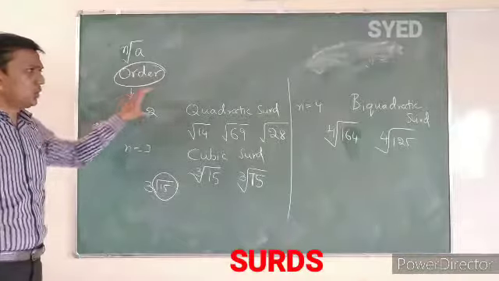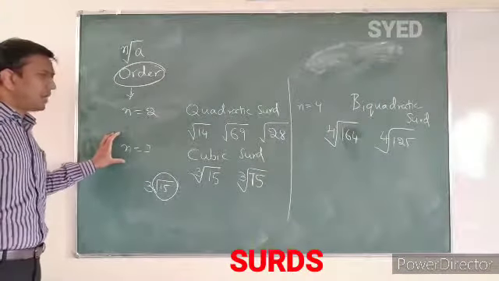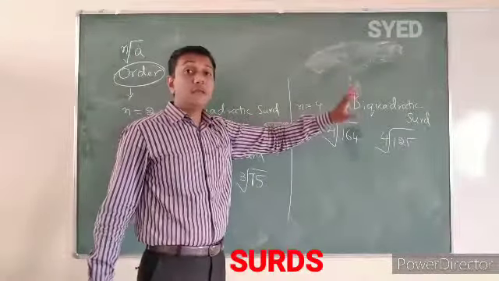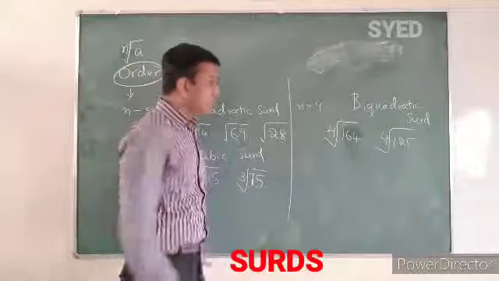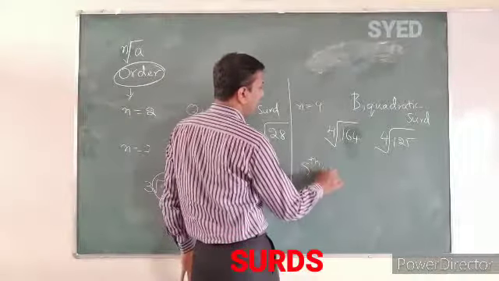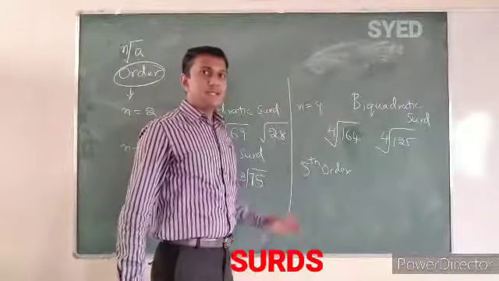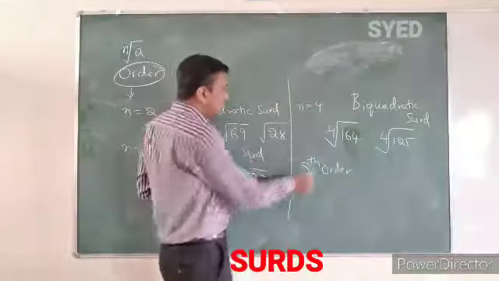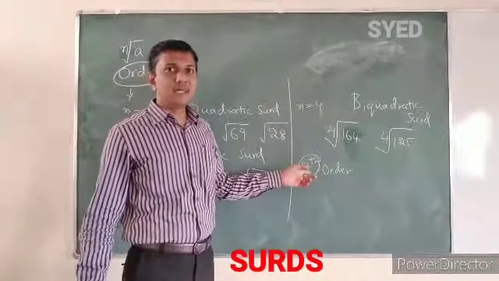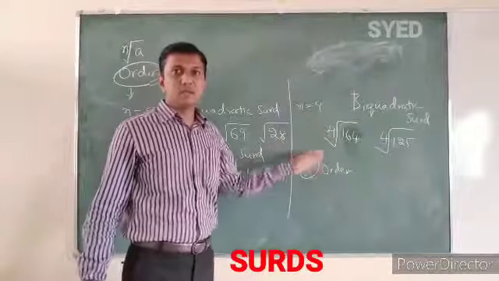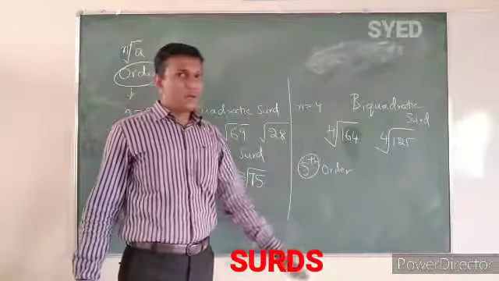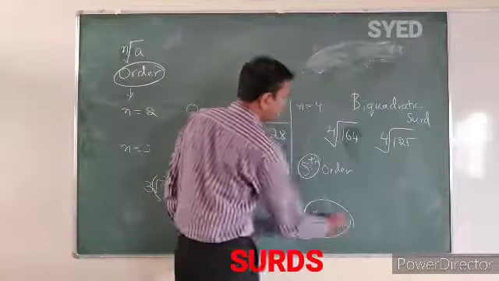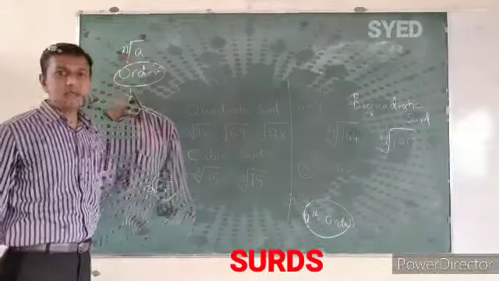If the order is 2, it is called a quadratic surd. If the order is 3, a cubic surd. If the order is 4, a biquadratic surd. If it is beyond that, 5th order surd, 6th order surd, 7th order surd, like this, with the ordinal numbers we will name it. You know that these are the ordinal numbers, 5th, 6th, 7th. So like this we will get up to nth order surd. So this is about the order of a surd.